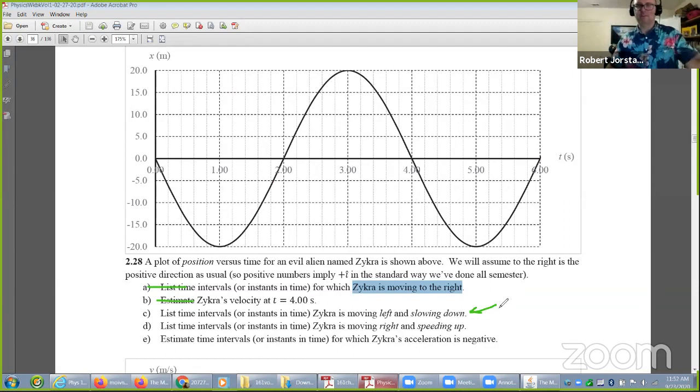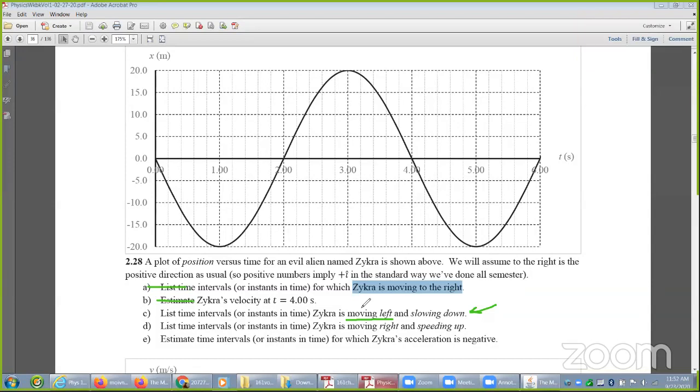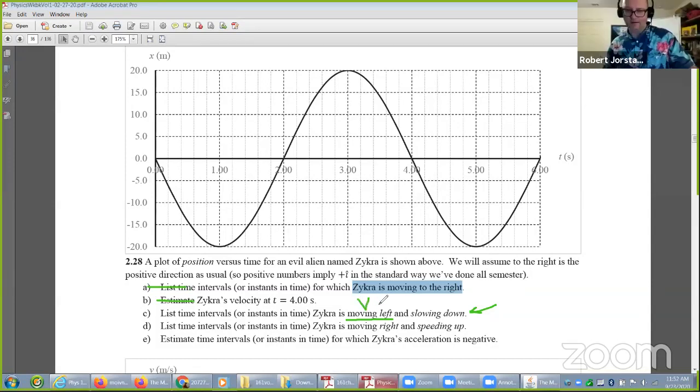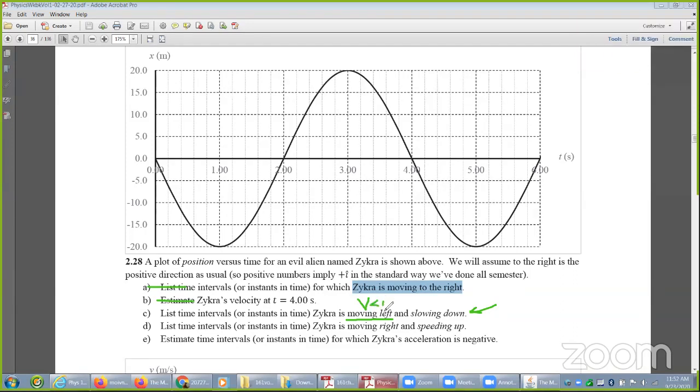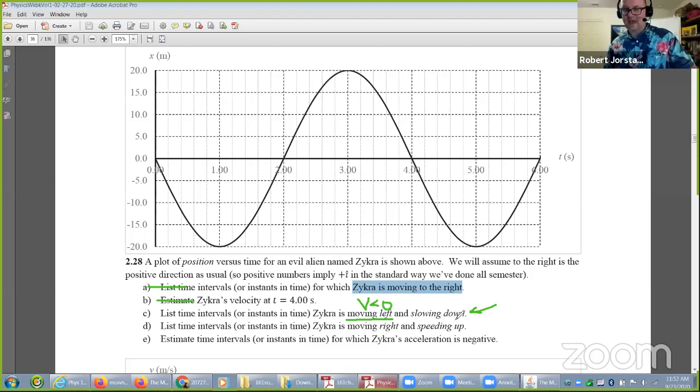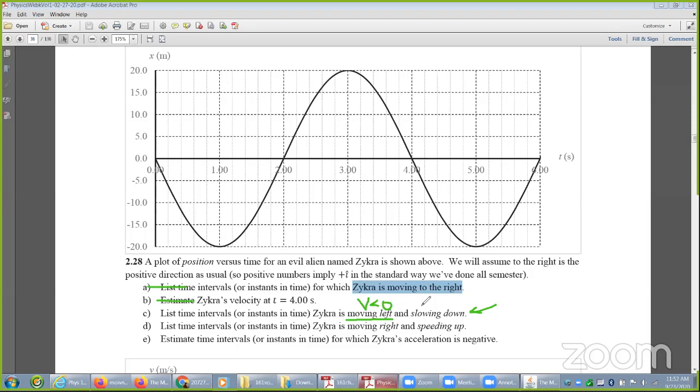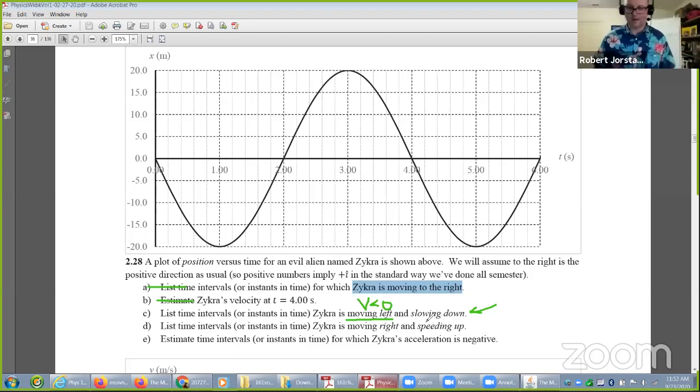When is Zycra moving left and slowing down? Okay, moving left. Remind me, moving left, what do I want you to think? Do I want you to think about A or V? V. Do I want you to think positive or negative? Negative, because of left. Slowing down. What does that mean? Approaching 0. Okay, that's difficult on this plot though. What's another way? Acceleration is greater than 0. Yeah, or acceleration is opposite sign. That's really what goes in my mind.